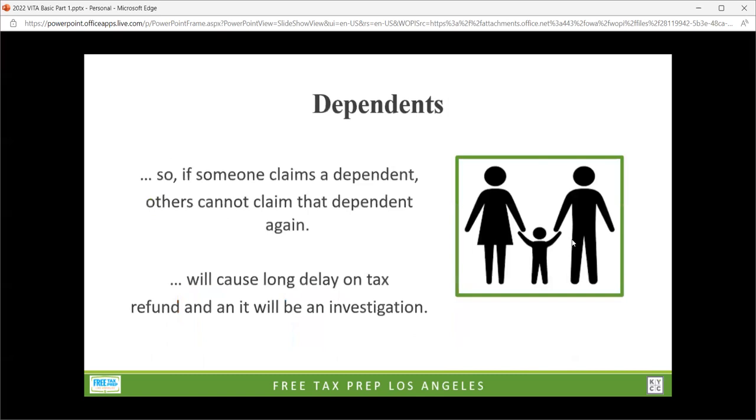Dependents. Who are dependents? If someone claims a dependent, others cannot claim that dependent again. It's not like you are going to claim your niece and your sister is going to claim the daughter. No, it's only one person who can claim that dependent. Why? Because it will cause a long delay on the tax refund and it will trigger an investigation.